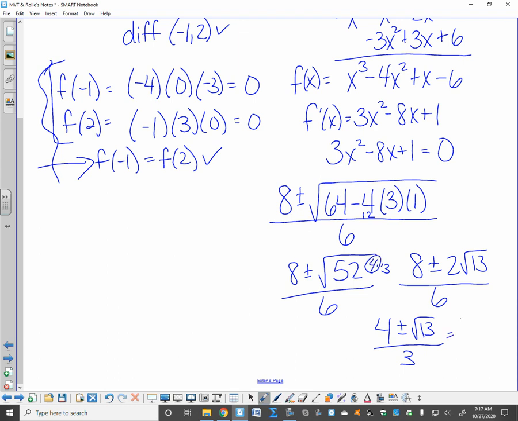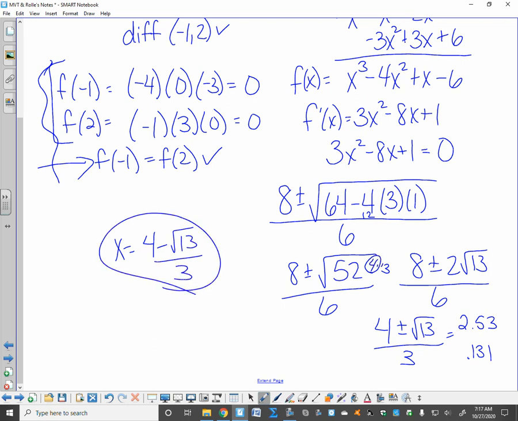And I got 2.53 and a 0.131. And the 2.53 overshoots my interval because my interval is from -1 to 2. So I can't keep him, so I can only keep the -1. There we go.